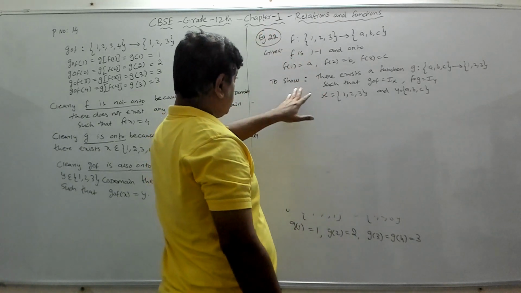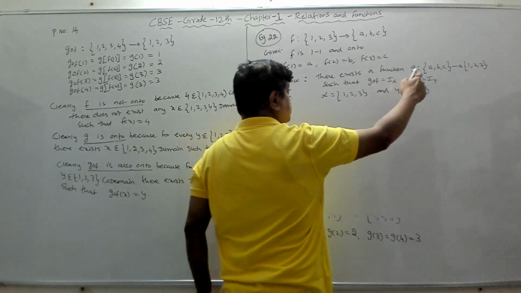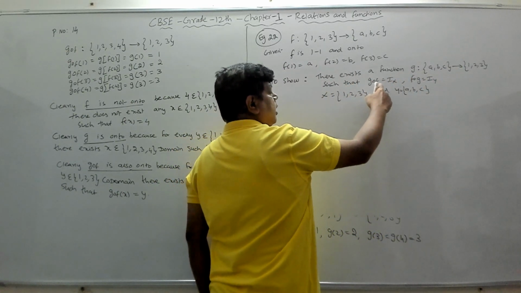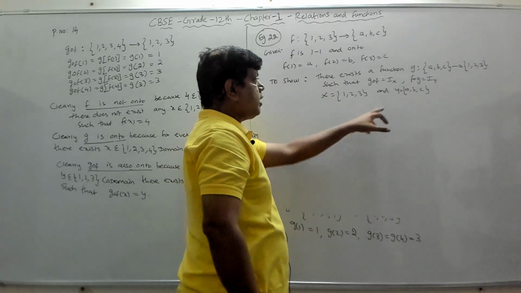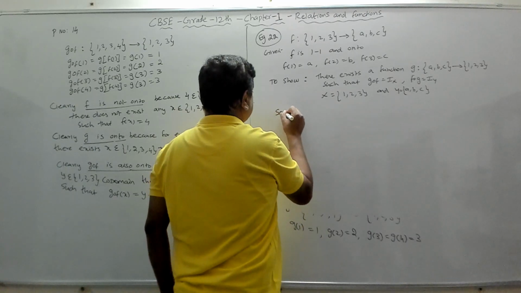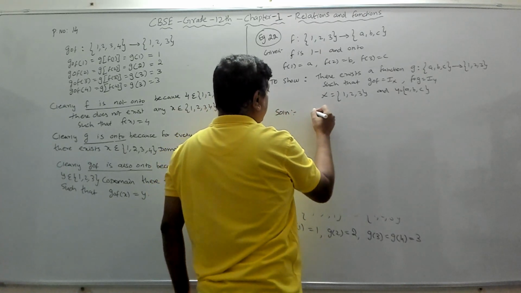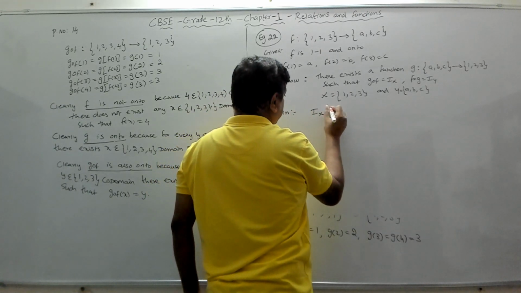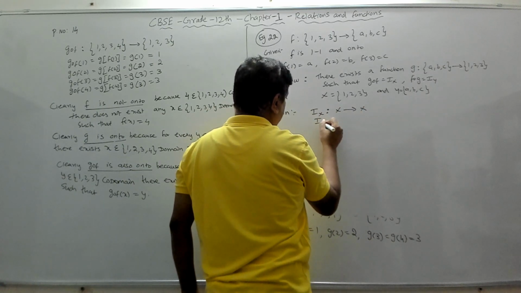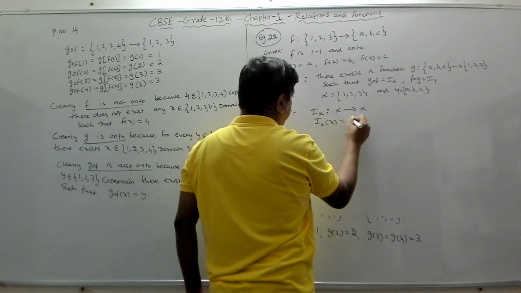we have to show that there exists a function g from this set to this set, such that if I do g of f, I should get Ix. Ix means what? It's an identity function. What is the meaning of Ix? So I'll write the solution here. See, I'll explain what is Ix. Ix means it's a function from the set x to set x, such that Ix of x equal to x.